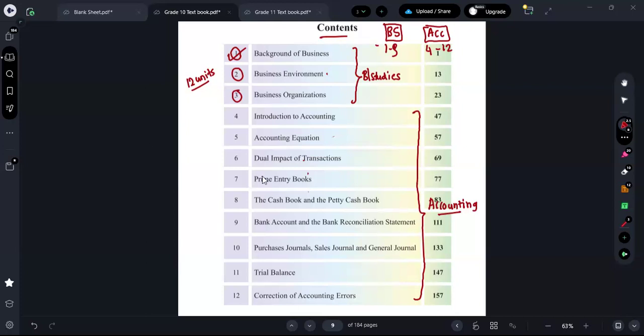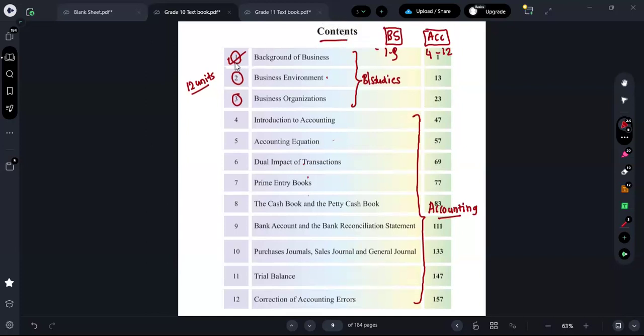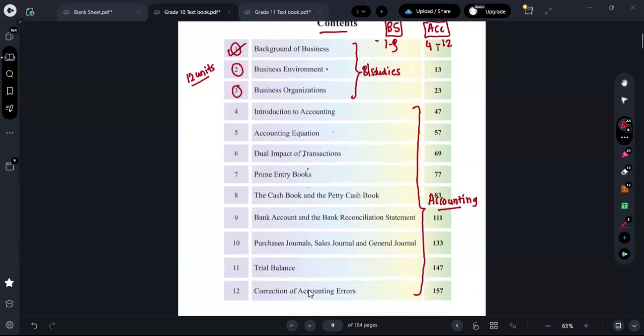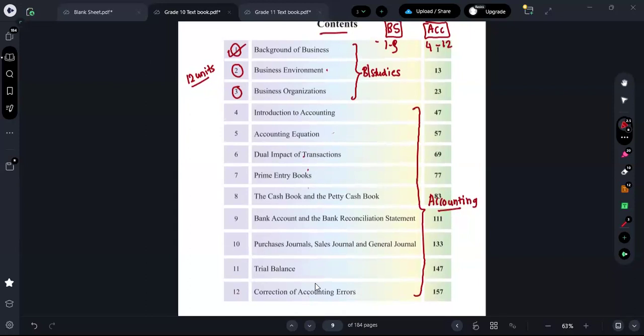Yeah, this one. Put content as the heading. Put one, background of business, the business environment, the business organization, all the way from the first unit to the twelfth unit. Just put 12, correction of accounting errors, and you can write. It will make some sense later, guys. You will understand. So just write it and keep. Nothing will go wrong. Just write it and keep.